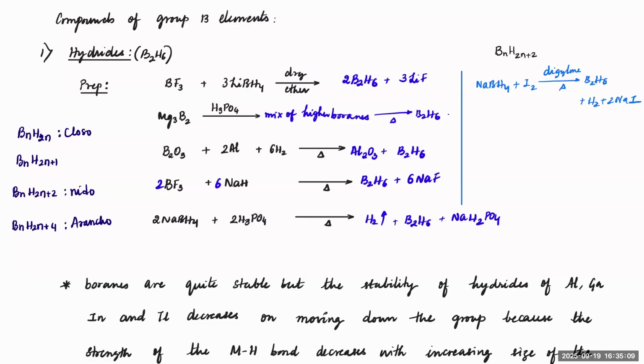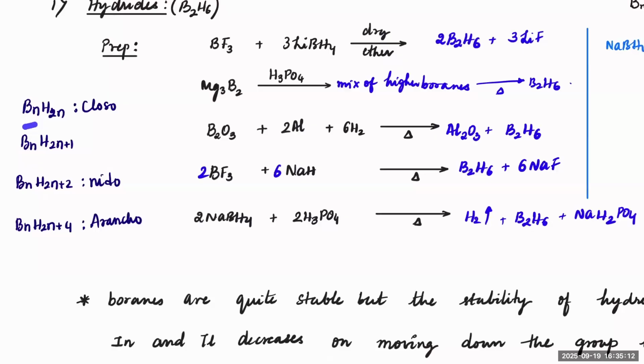Mainly there are three types of hydrides or boranes which are useful. One is BnHn plus 2n, correct? So for every one boron, if you have 2n hydrogens, like B2 and H4, B4 and H8, like that, those are called closoboranes. BnH2n plus 1 is rarely observed. There are chances, but it is rarely observed. BnH2n plus 2 is called nidoboranes, and 2n plus 4 is called arachnoboranes. So 2n is closo, 2n plus 2 is nido, and 2n plus 4 is arachno.